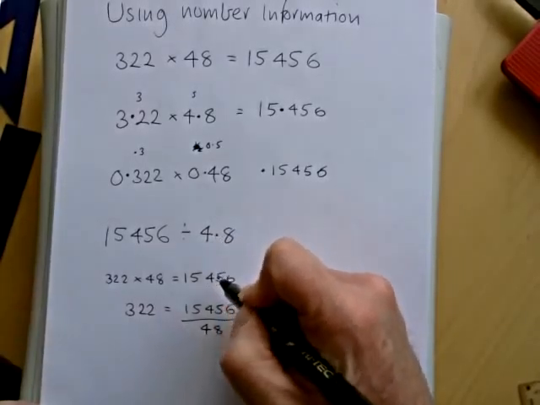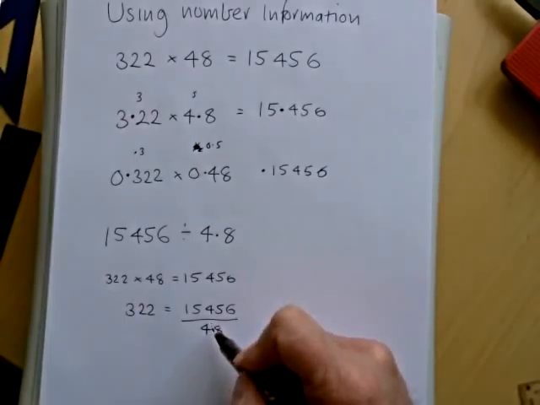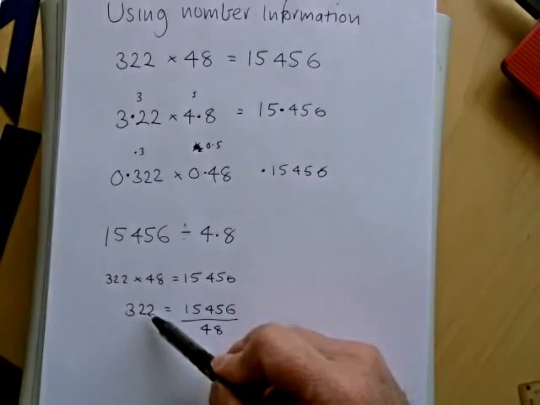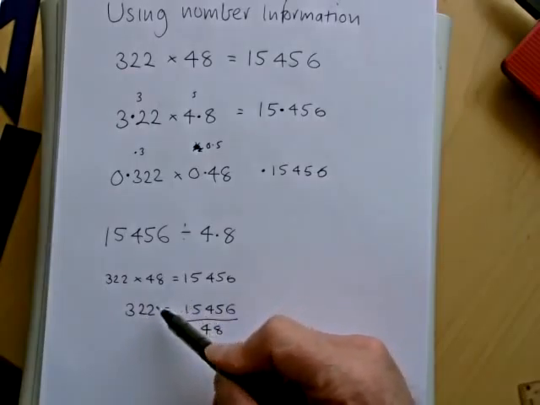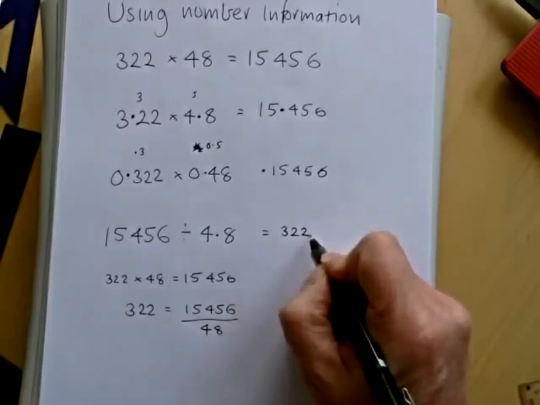Now we're dividing by 4.8. Okay, so that's 10 times smaller than 48. So that's going to go in 10 times more than it did previously because it's 10 times smaller. So we're going to have to multiply 322 by 10.